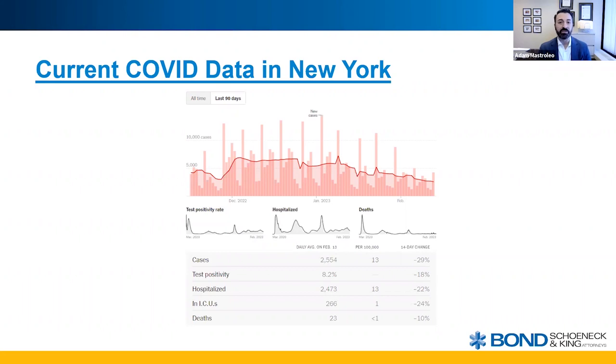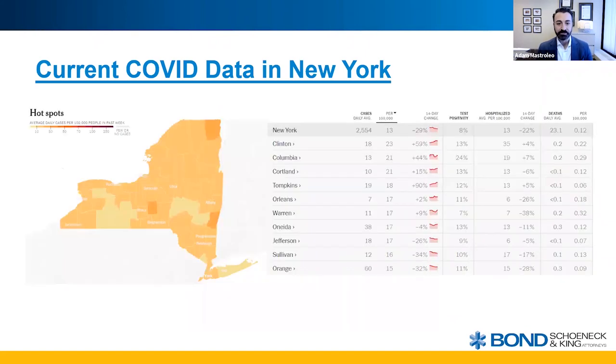2,554 was the daily average of new cases yesterday, and that's 13 per 100,000 people. Again, these figures don't represent unreported cases. So to the extent people are testing positive and not reporting it, they would not be reflected in this data.